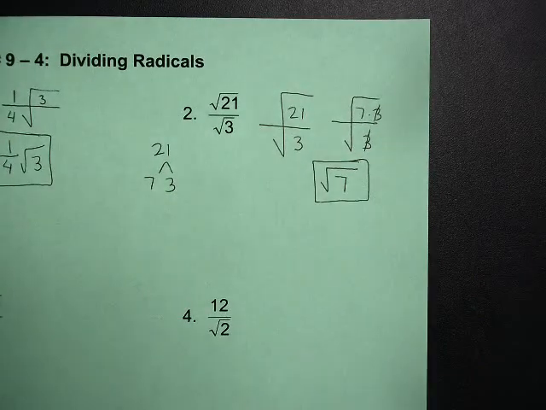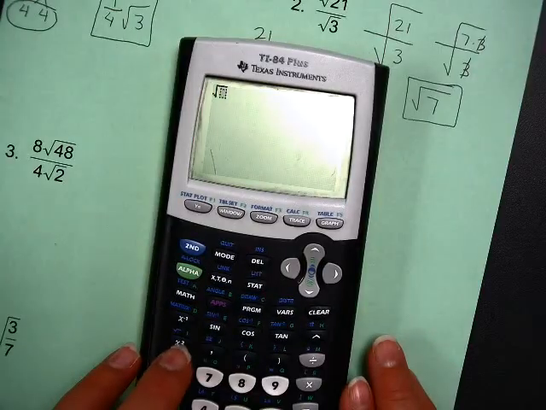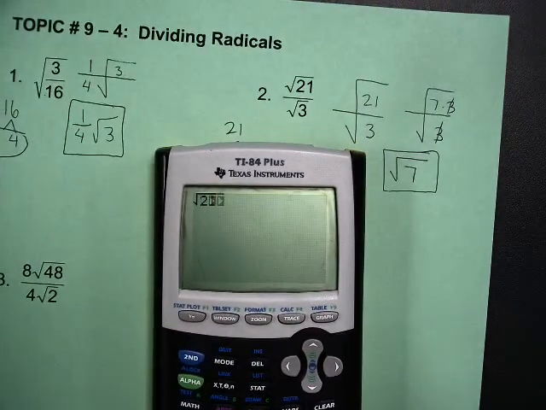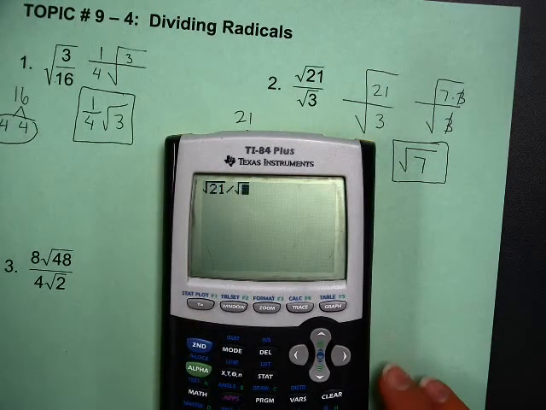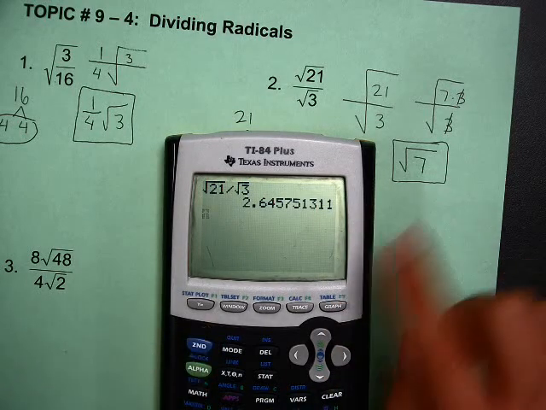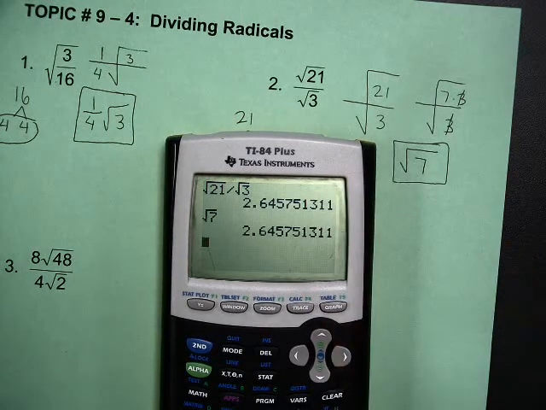And you can check and get decimals. Let me show you real quick. I'm going to do square root, which is right above the word that says log, square root of 21, and I have to get out from under the bar, divided by square root of 3. Let's hit enter. That's ugly. That doesn't look like what I have, but this is a decimal and this is a nice number. So I'm going to put square root of 7 and make sure they match. And they do, so that means I did it right.